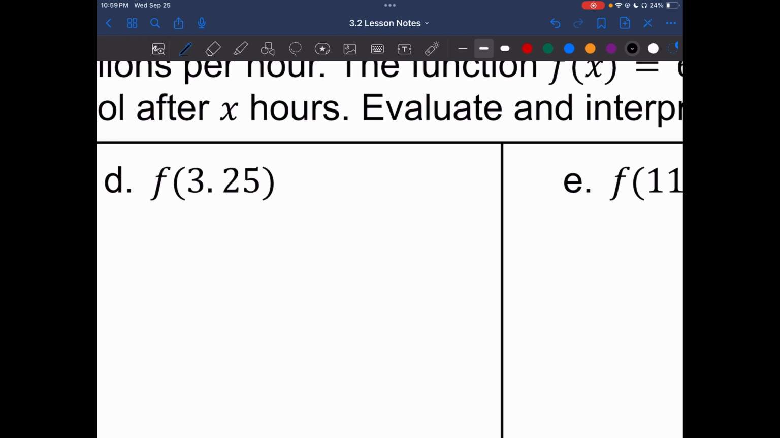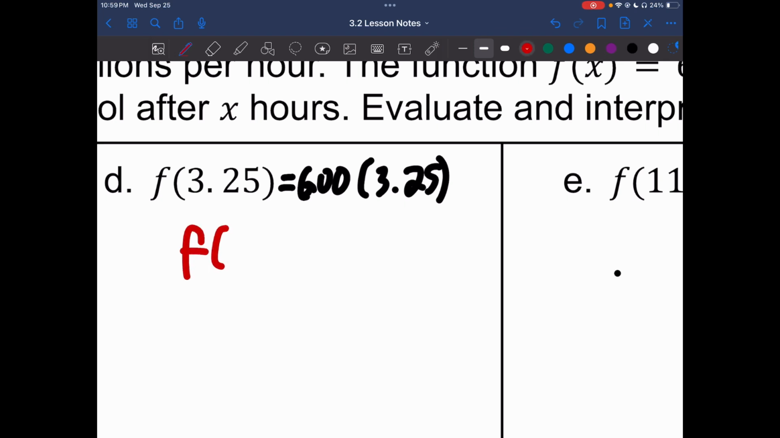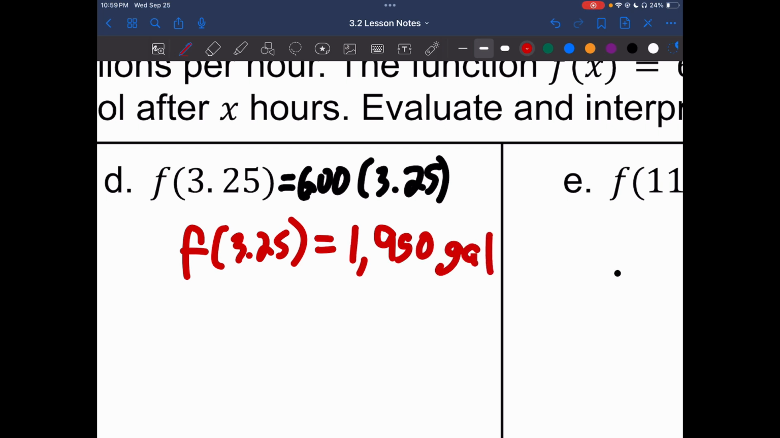So f of 3.25 is going to be equal to 600 times 3.25. And when we do that multiplication, we get f of 3.25. So 3.25 hours of filling is going to give us 1,950 gallons of water.